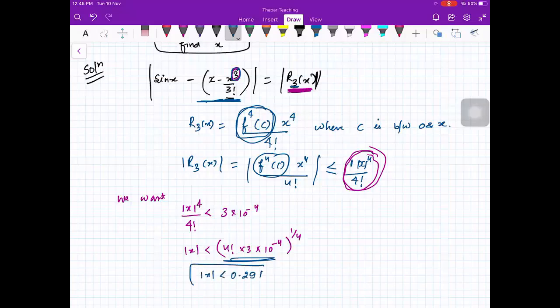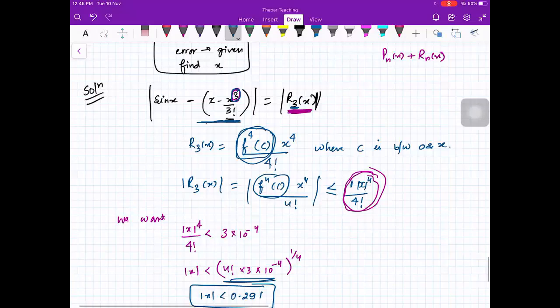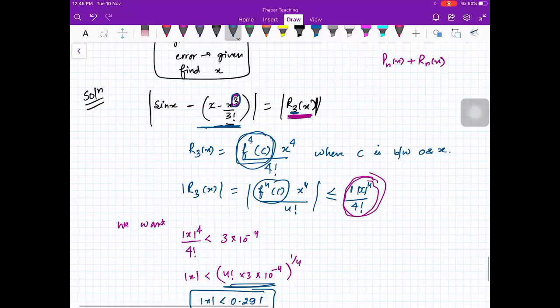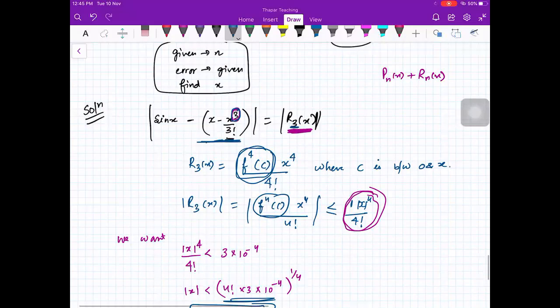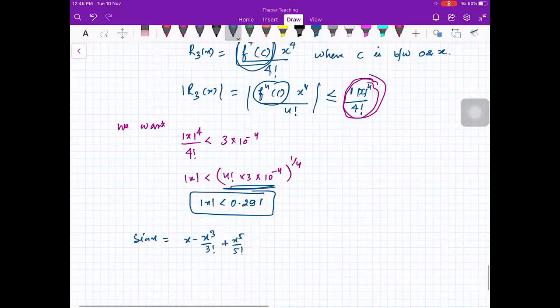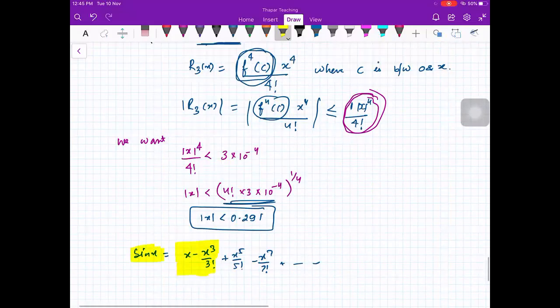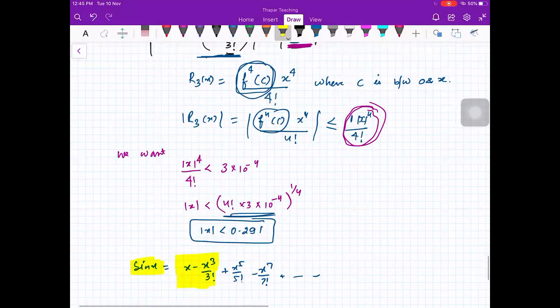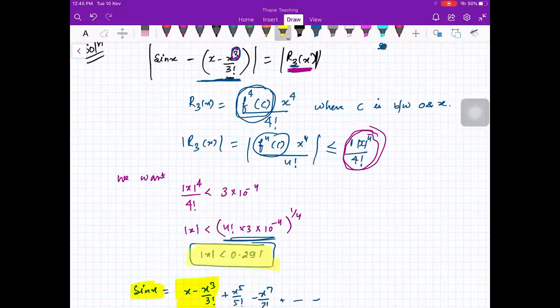Okay, so it means that you can approximate sin x, because we know that this series is convergent for all values of x. So we are saying that if you just take the first two terms, then you can approximate sin x with the first two terms, and your error will be less than 3 into 10 to the minus 4 only when mod x is less than 0.291. Is that okay? So this is what we are saying.